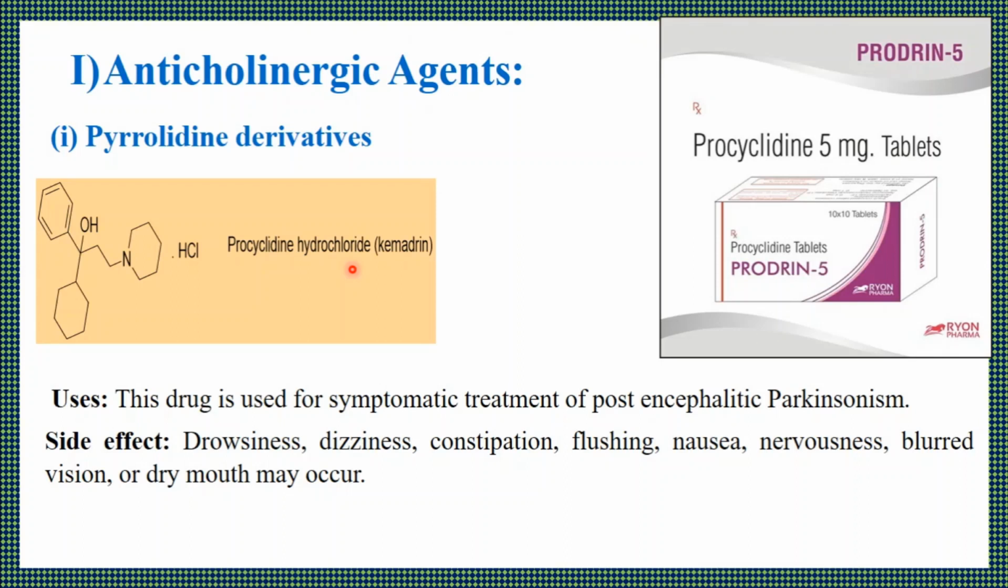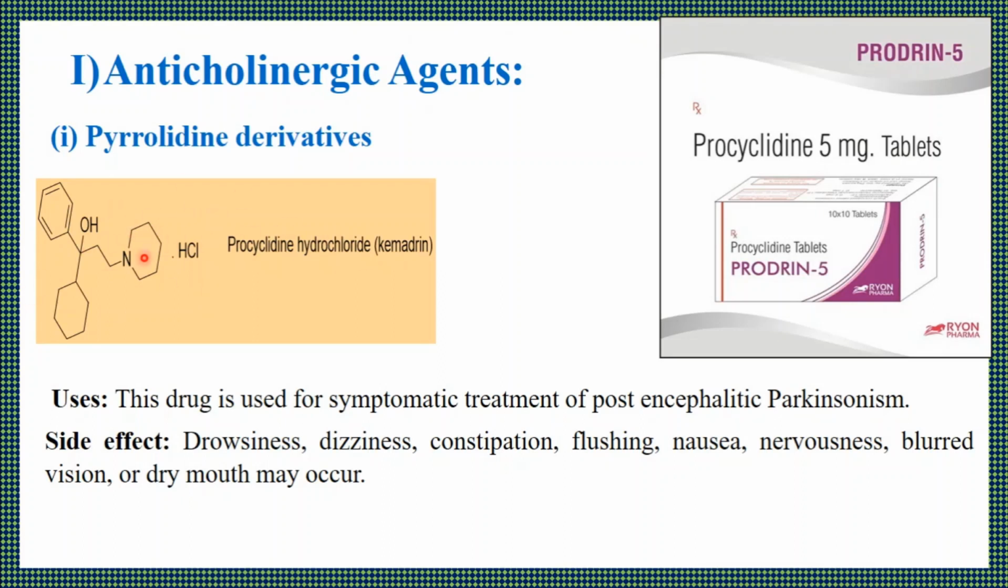of post encephalitic Parkinsonism. The use of this drug is for the symptomatic treatment of post encephalitic Parkinsonism. And benzhexol is another example in which the pyridine ring is replaced by piperidine. This benzhexol is another example in which this piperidine ring replaces the pyridine ring.